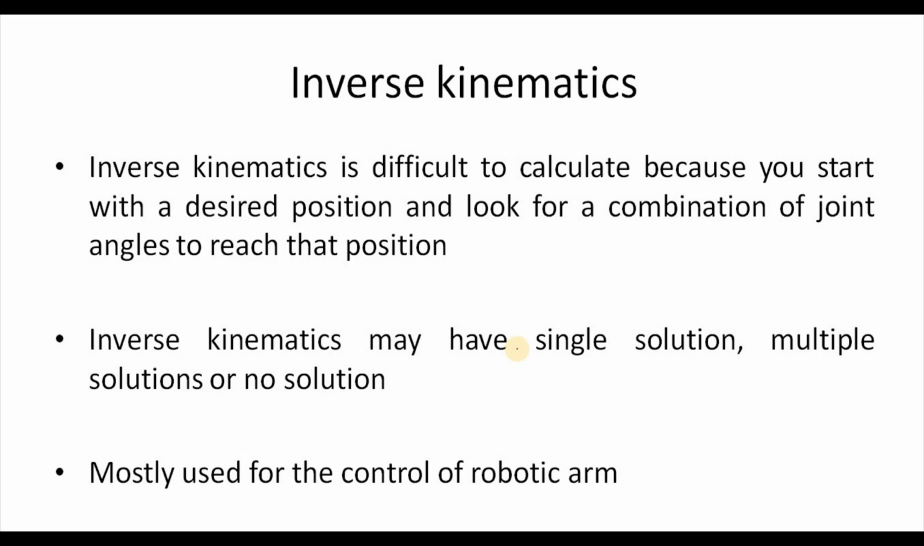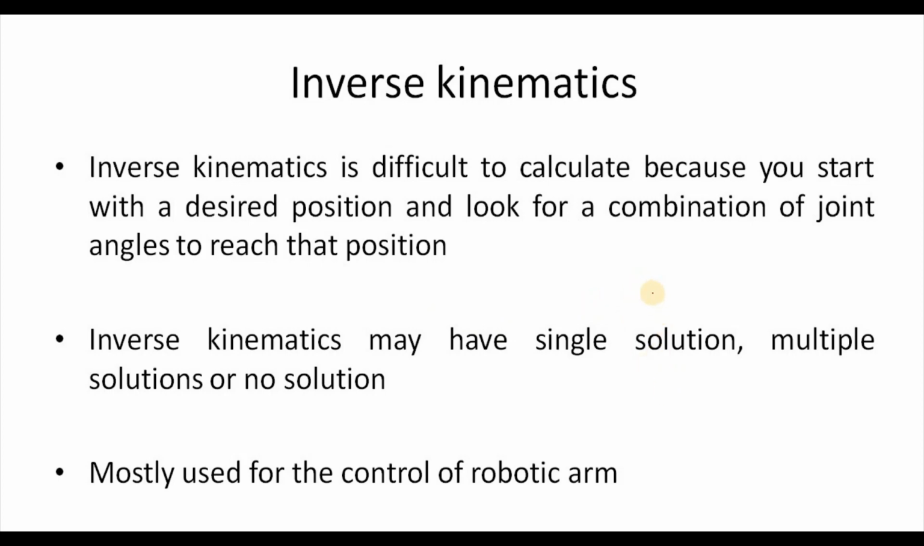Okay, that's what we mentioned in the next slide. Inverse kinematics is difficult to calculate because you start with a desired position and look for a combination of joint angles to reach that position. Inverse kinematics may have single solution, multiple solutions, or no solution. So what about multiple solutions?